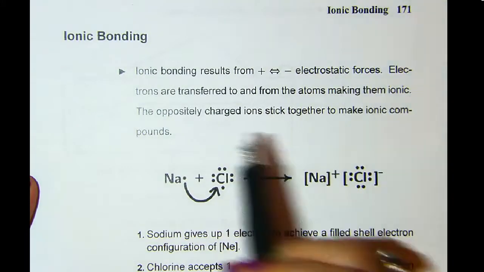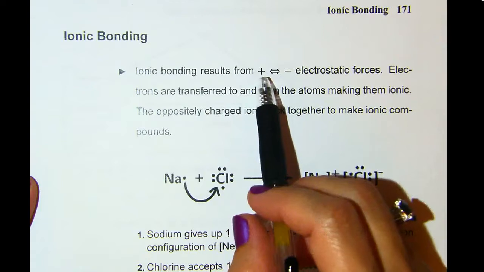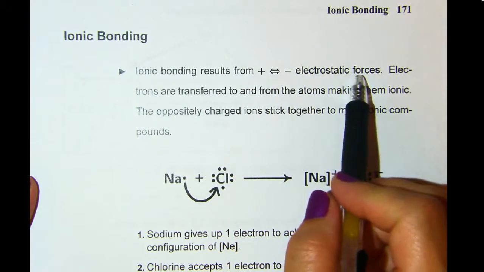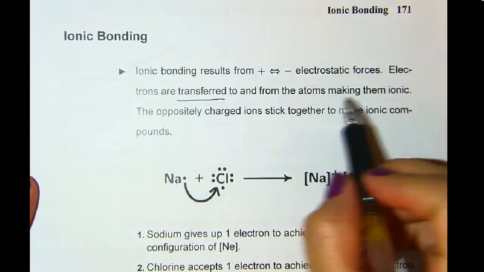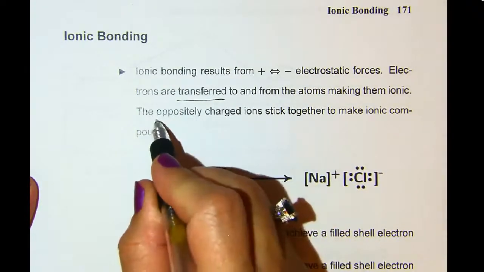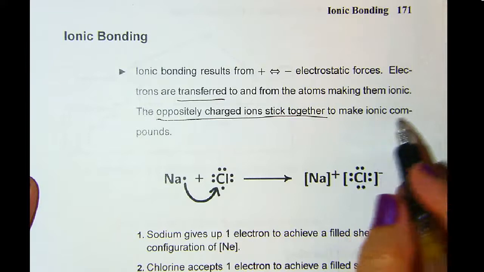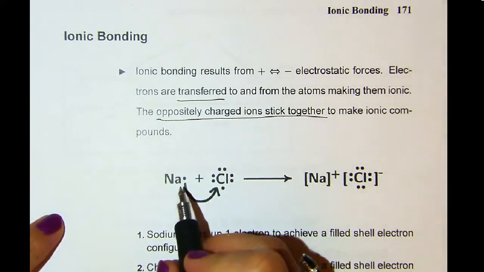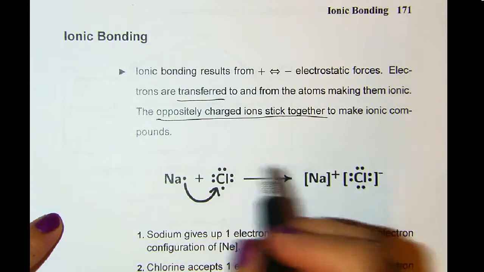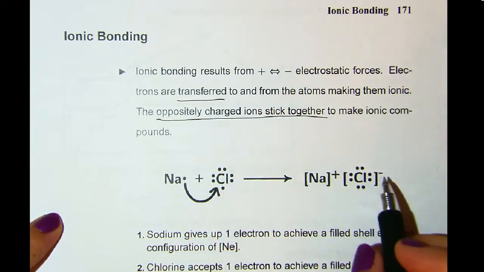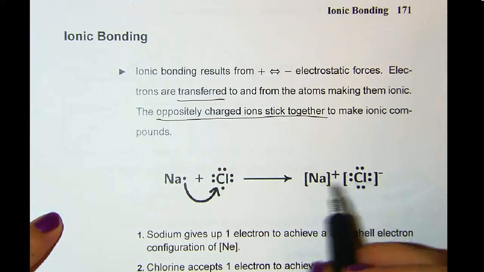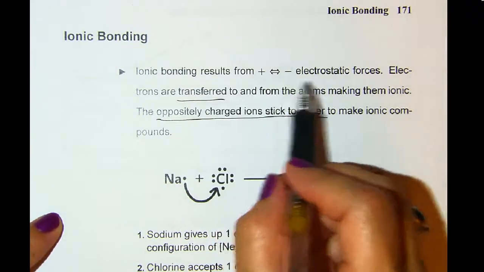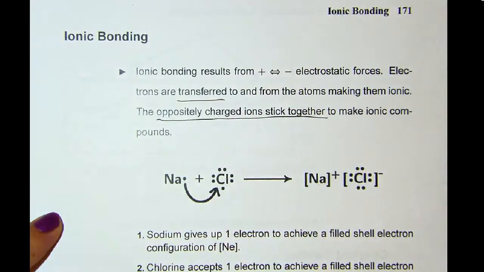Ionic bonding. Ionic bonding results from positive and negative electrostatic forces. Electrons are transferred to and from the atoms, making them ionic. The oppositely charged ions stick together to make ionic compounds. So you have one atom that loses electrons, which becomes a positive charge, and then another atom that gains electrons and becomes negative. The positive and negative are going to hold the molecule together as electrostatic forces.